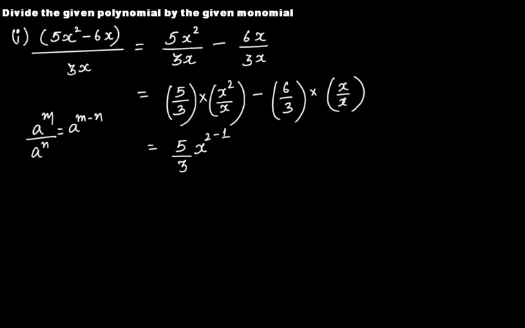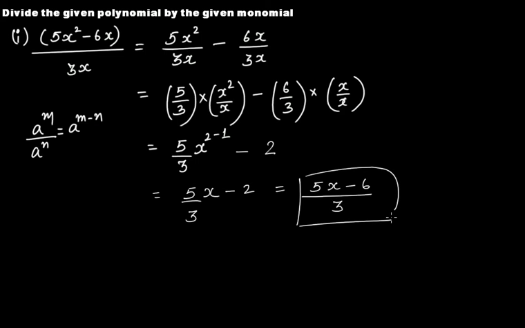So from here we get minus 6 divided by 3 gives you 2, and x by x means 1. So this is 2 multiplied by 1, that is equal to 2. This gives you 5 by 3 x minus 2. Now if you want to write it in this form, you can take the LCM. So you get 5x minus 6 by 3, right? So this is one way.